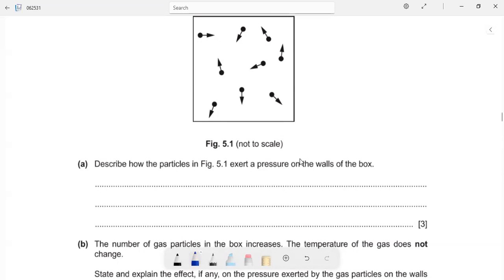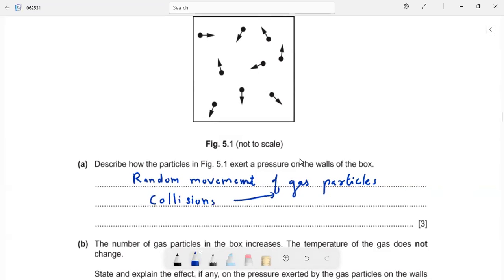So here, because of the random movement of gas particles, a pressure can be exerted. Then due to collision of particles also, the particles will be colliding with each other and with the walls. So due to this collision of particles also, it can exert a pressure.